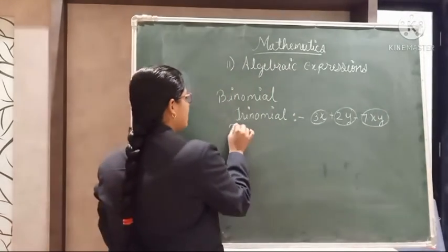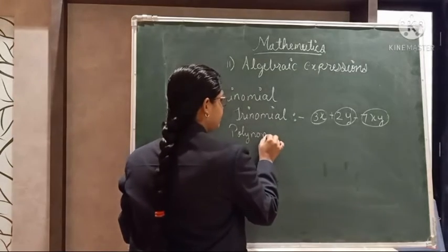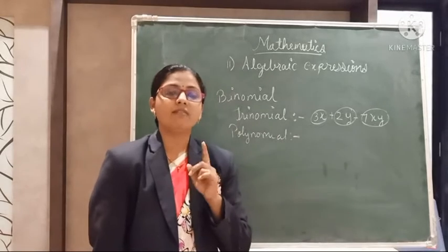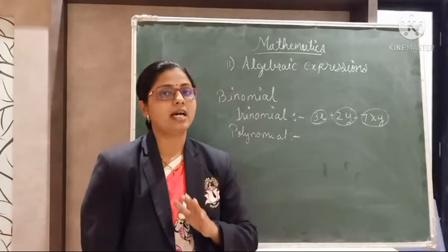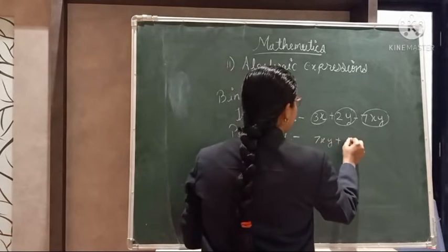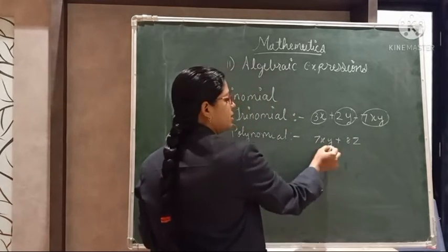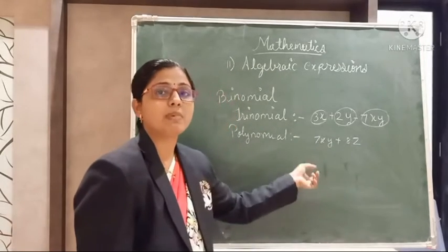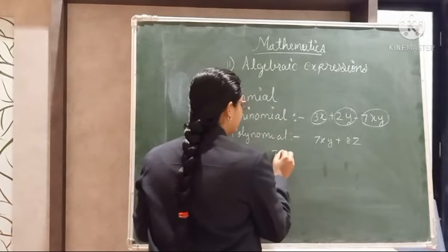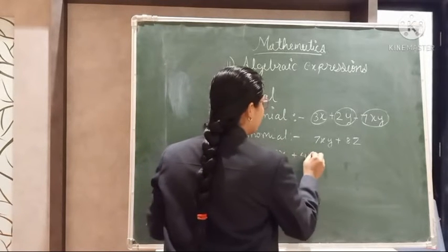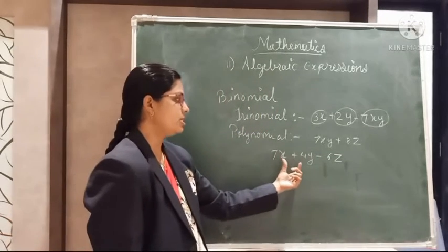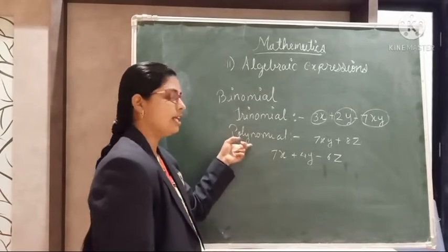The next one is polynomial. Polynomial means what? More than one term, the terms which are present, they are known as a polynomial. For example, 7xy plus 8z. So more than one term is there, that means two terms are there. It may be known as a binomial also, and it will be known as a polynomial also. Same way, if I take 7x plus 4y minus 6z, here three terms are present. So this is known as a trinomial as well as a polynomial.